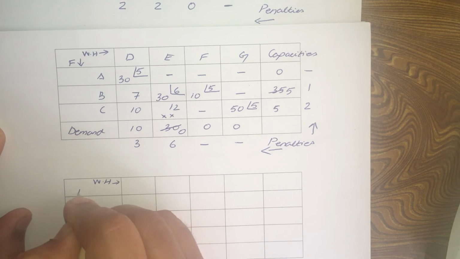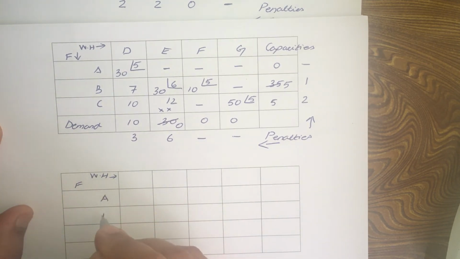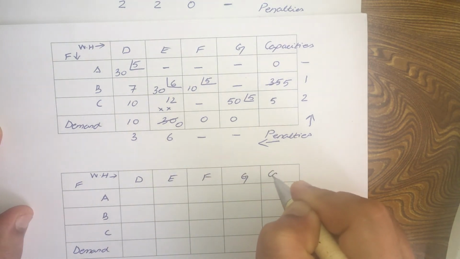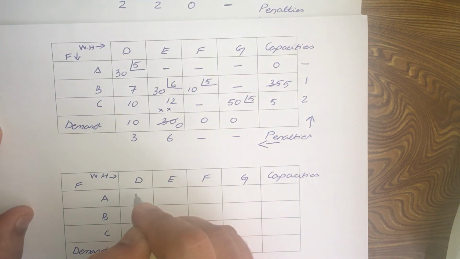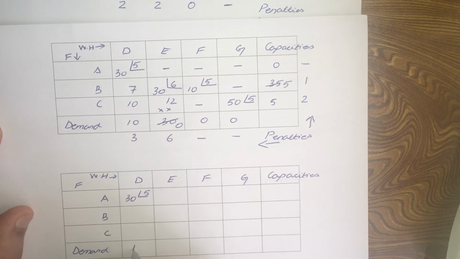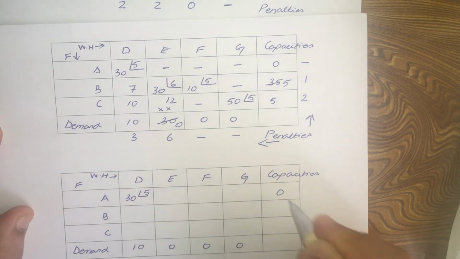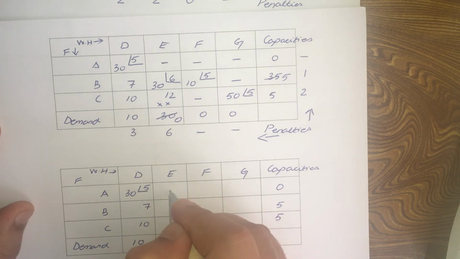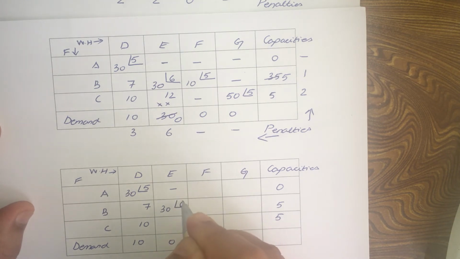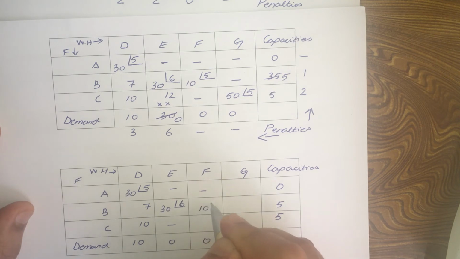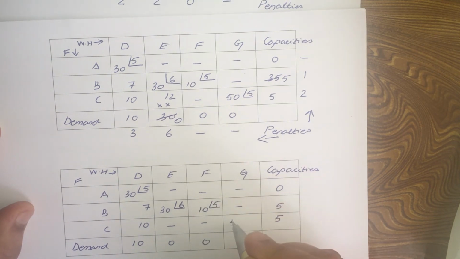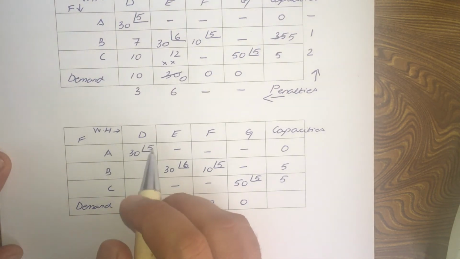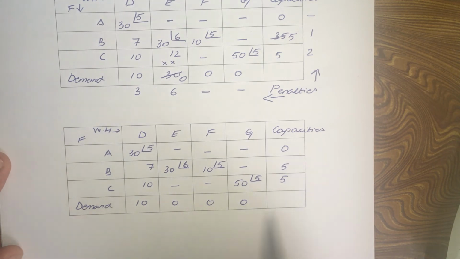Alright. Oh wait, 10, 0, 0, 0. This is 0, this is 5, this is also 5. 7, 10. Dash, 6, dash dash. Okay, so now we're only left with D. We have to fulfill 10. Okay, the demand here is 10, but how much do we have?